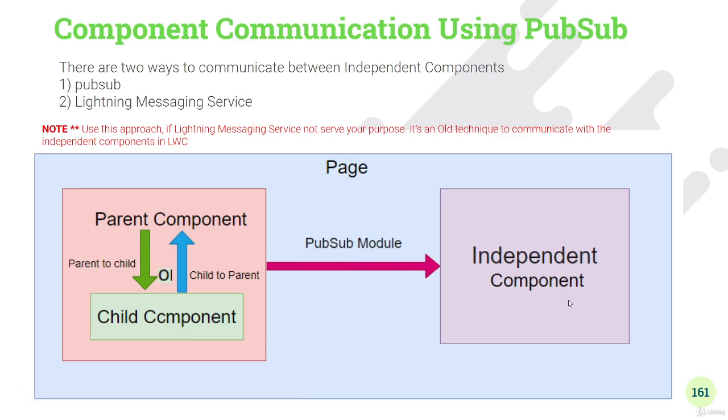And there are two ways to communicate between independent components. First is the Pubsub and the second is the Lightning Message Service. Pubsub is JavaScript standardized way and Lightning Messaging Service is a Salesforce standardized way. Lightning Messaging Service was recently introduced. Pubsub we were using from the starting of the LWC, but now Salesforce or all the new projects are starting with the Lightning Messaging Service.